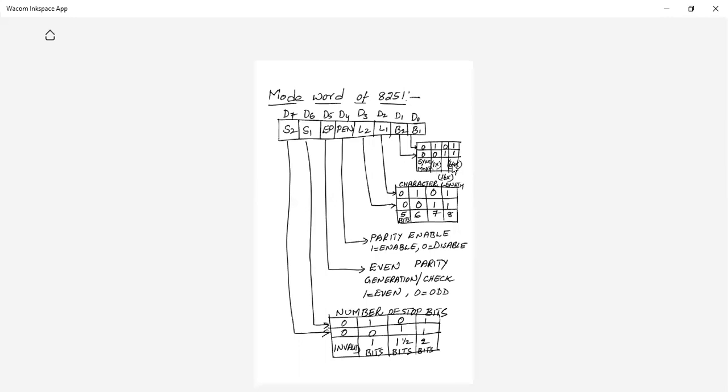1x, 16x, 64x, what does this mean? The clock frequency at the transmitter and receiver side, it is nothing but the baud rate, right? Baud rate factor.